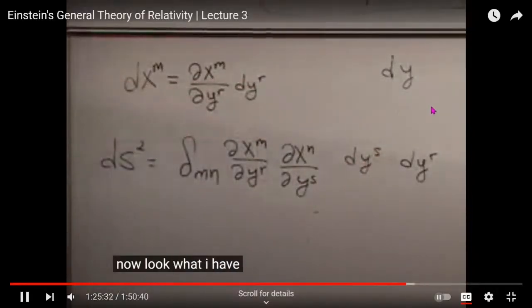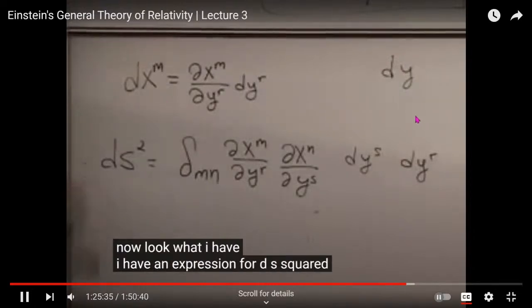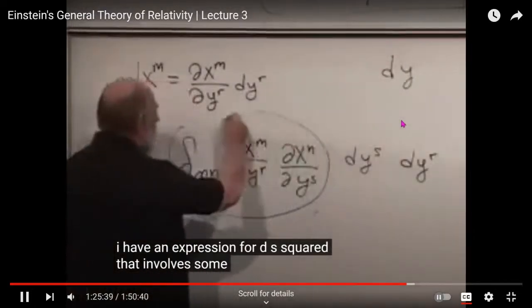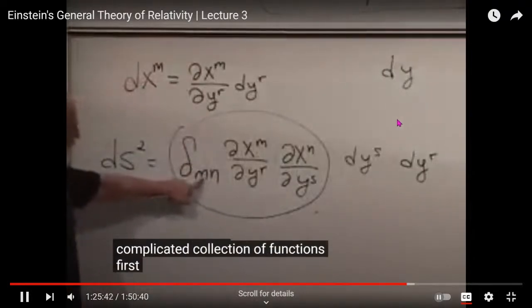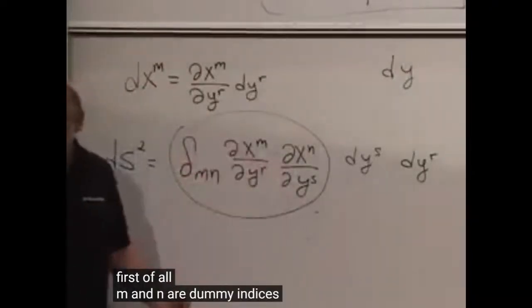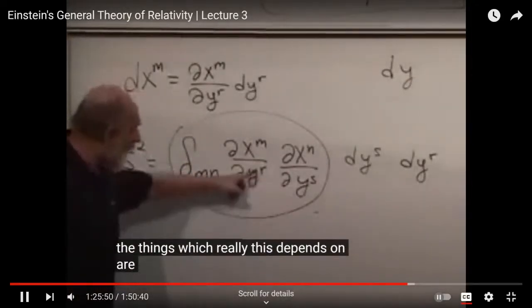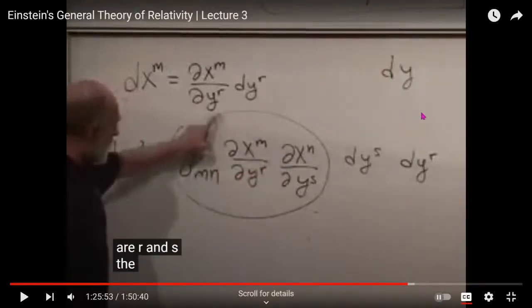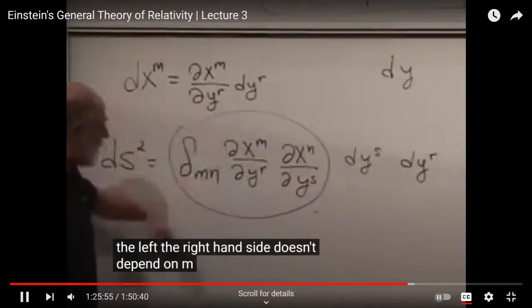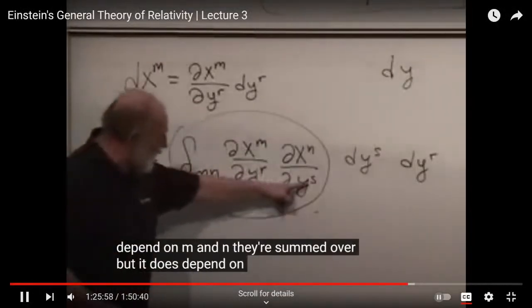Now look what I have. I have an expression for ds squared that involves some complicated collection of functions. First of all, m and n are dummy indices. They're summed over. The things which this depends on are r and s. But R and S don't show up in the question. The right-hand side doesn't depend on m and n. They're summed over, but it does depend on r and s.